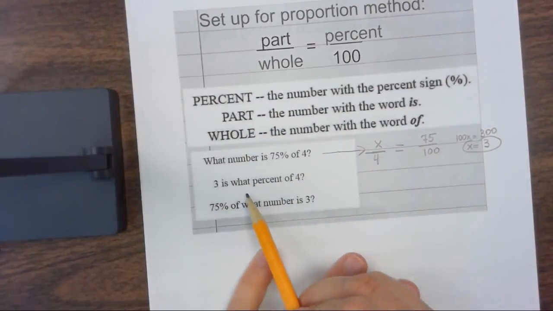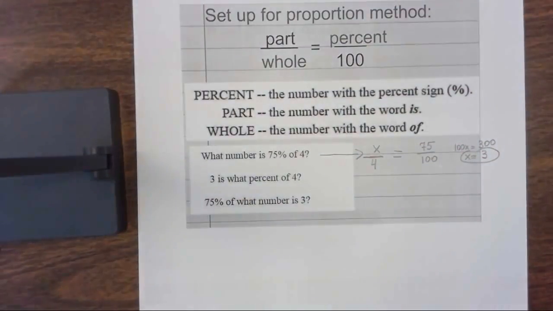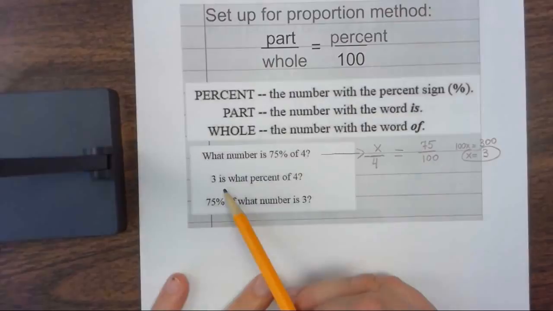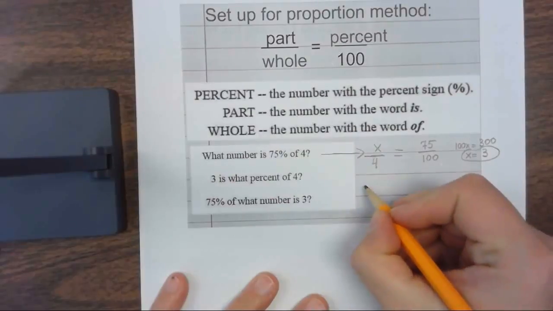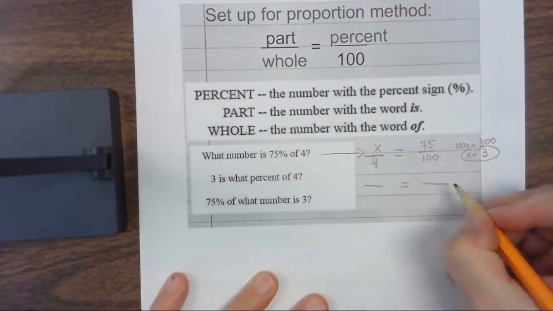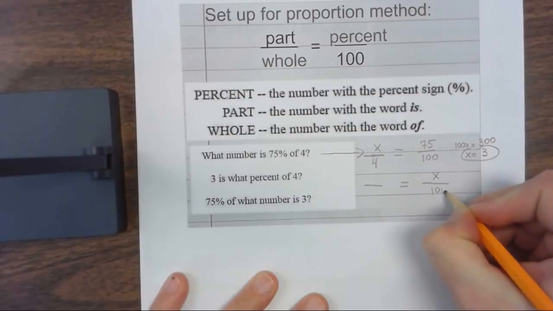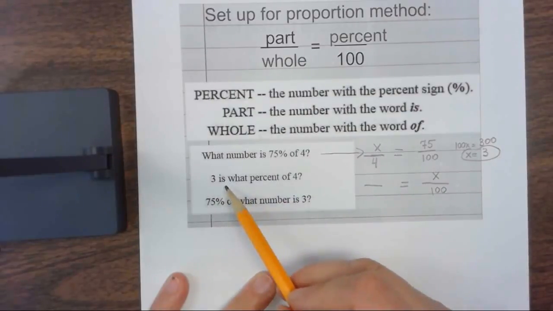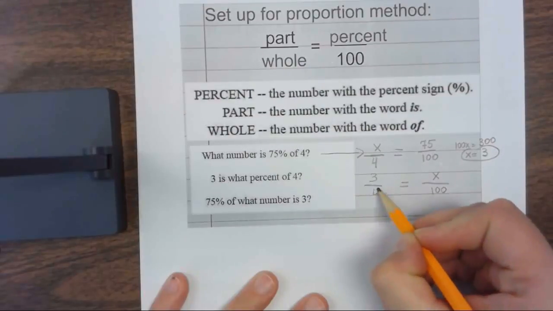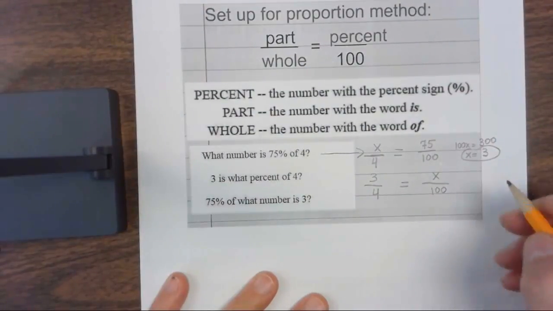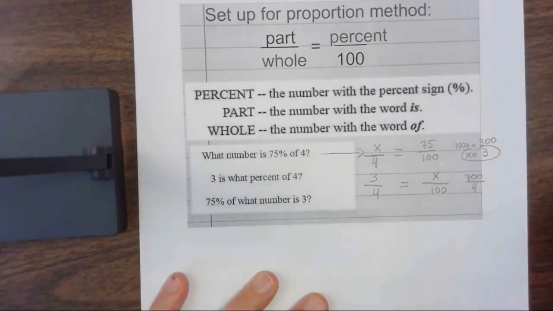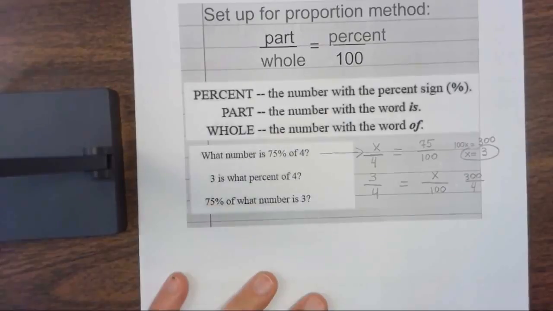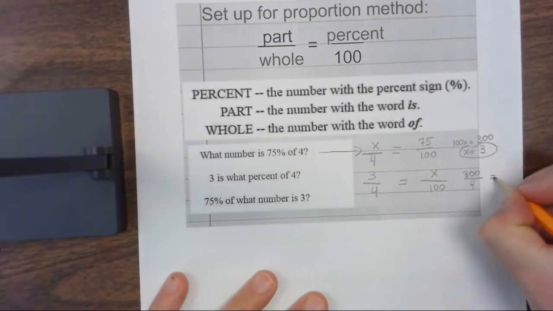Okay, then this is the next problem. So 3 is what percent of 4? So what are we looking for this time? Well, we are looking for a percent. So my setup will be a little bit different for the second one. I'm looking for a percent. The 100 is still there. And then 3 is a part, 4 is a whole. There we go. That's how it looks. So we are going to do 3 times 100 is 300 divided by 4. So it is 75.